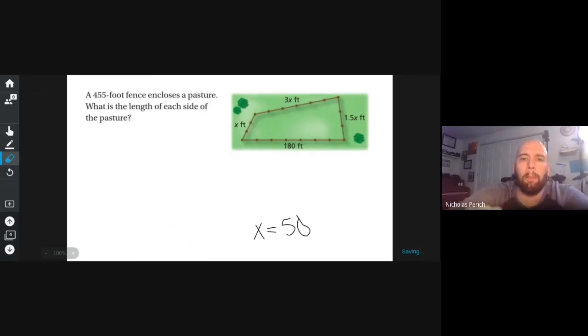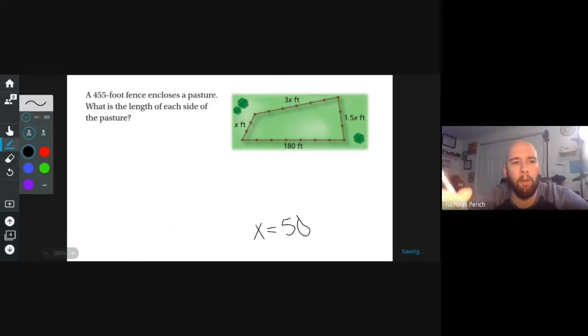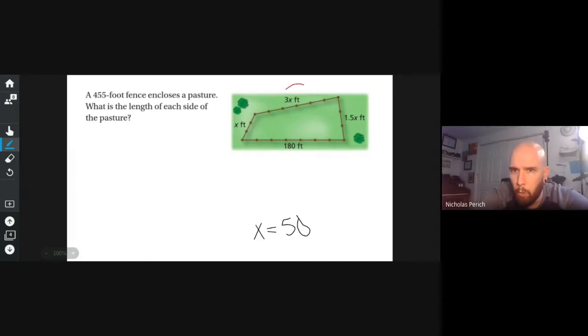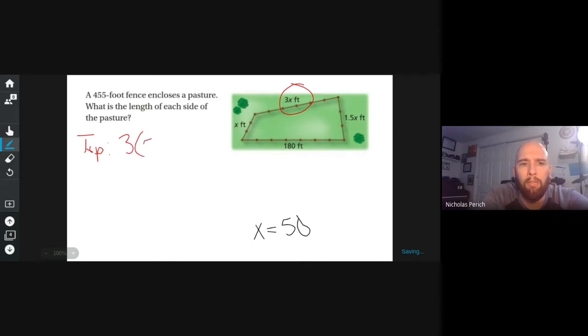X is 50. Let's look at the top side first. The top side is 3 times x. X is 50. So the top side is 3 times 50, which is 150 feet. Right?